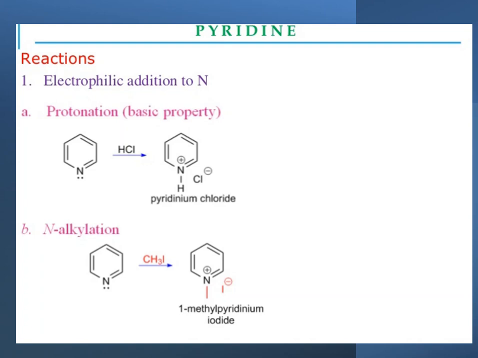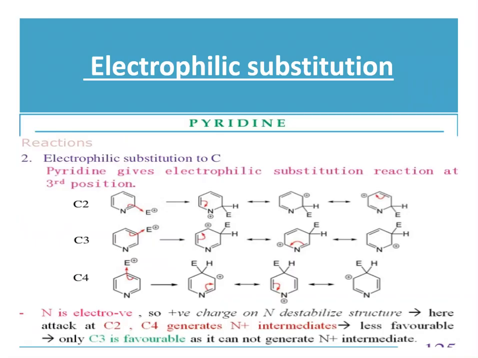So this is an electrophilic addition reaction. Something gets added, there is no substitution, there is no replacement, there is just an addition. So this is known as an electrophilic addition reaction, because the methyl ion gets added over here. Now the electrophilic substitution reaction, this is very important.